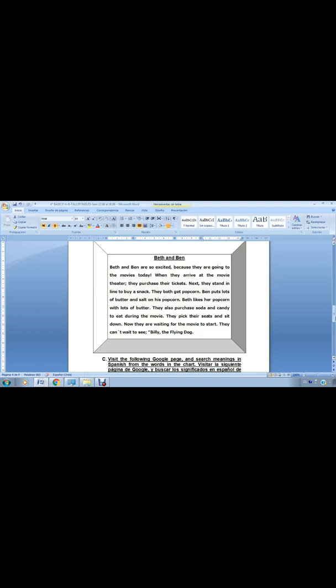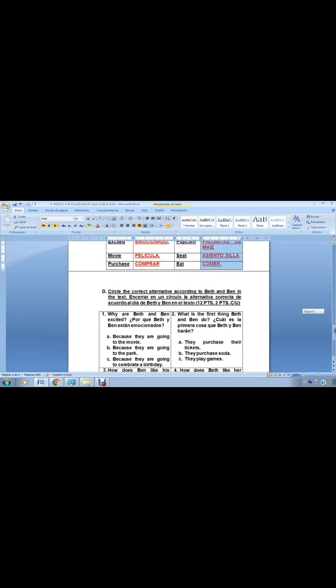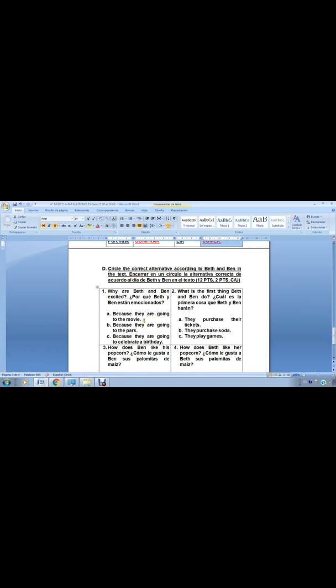Let's see the text. Vamos a ver el texto. Beth and Ben are so excited because they are going to the movies. Porque van a ir a ver películas. So, entonces, the correct answer is letter A. La respuesta correcta es la letra A. Question number 2. Pregunta número 2.